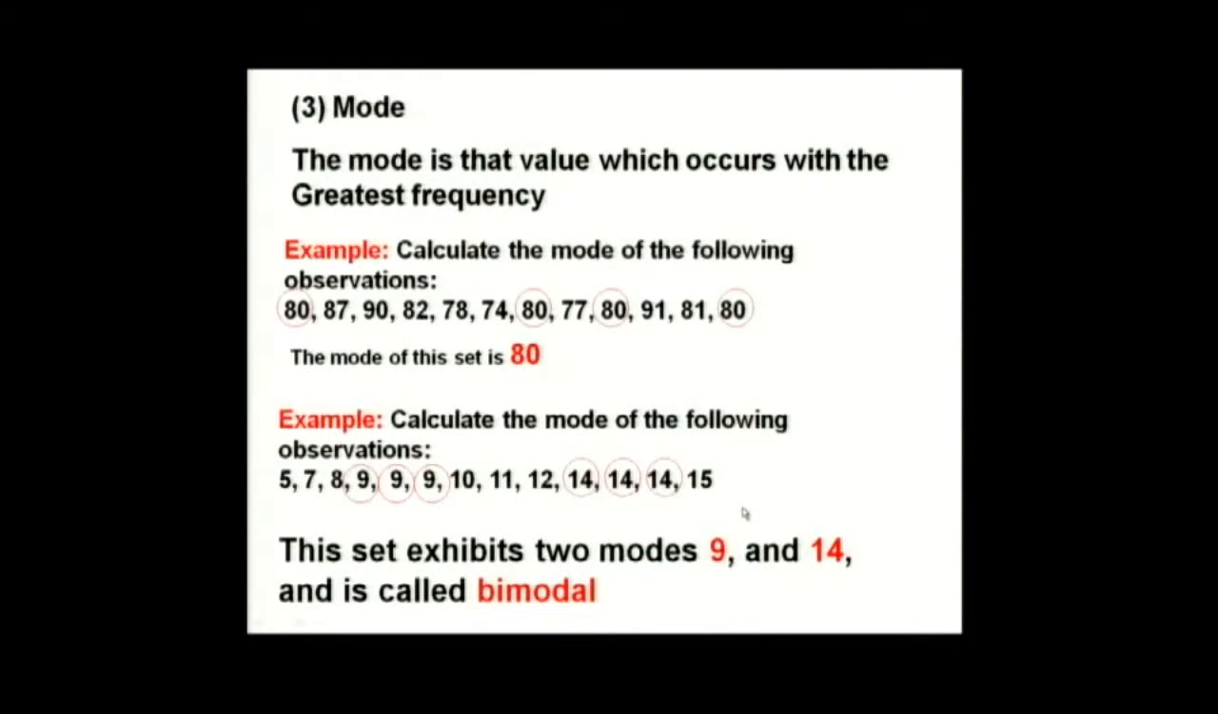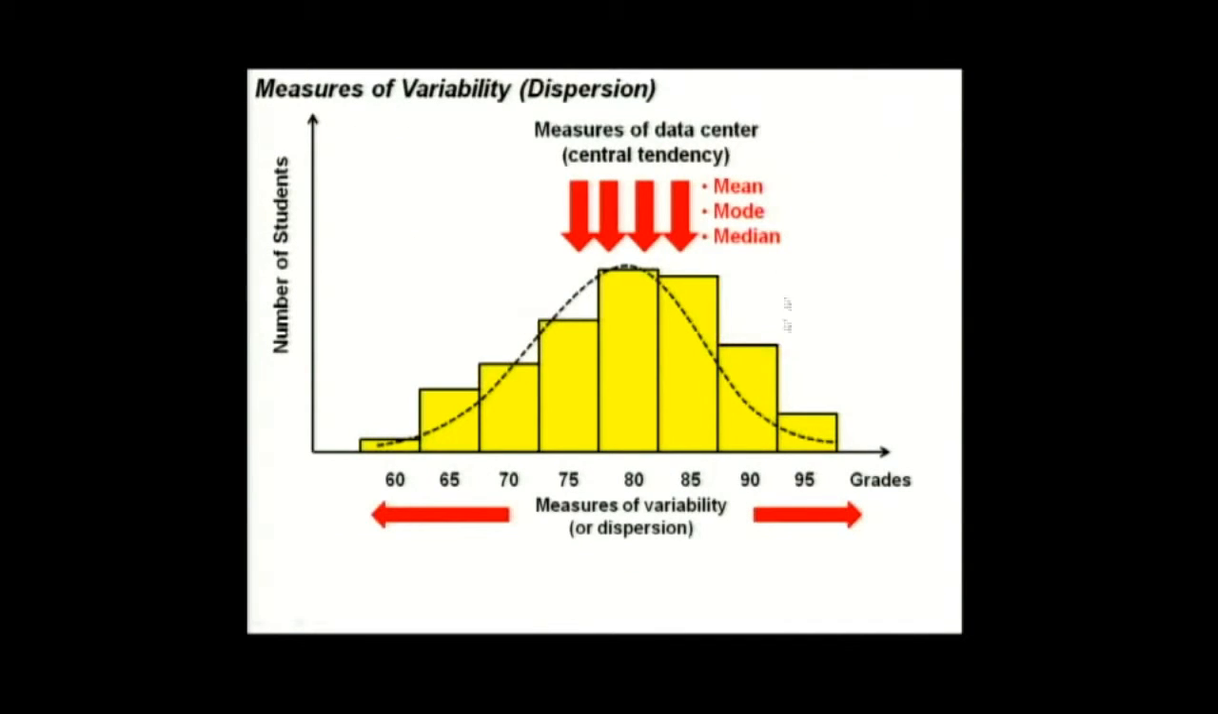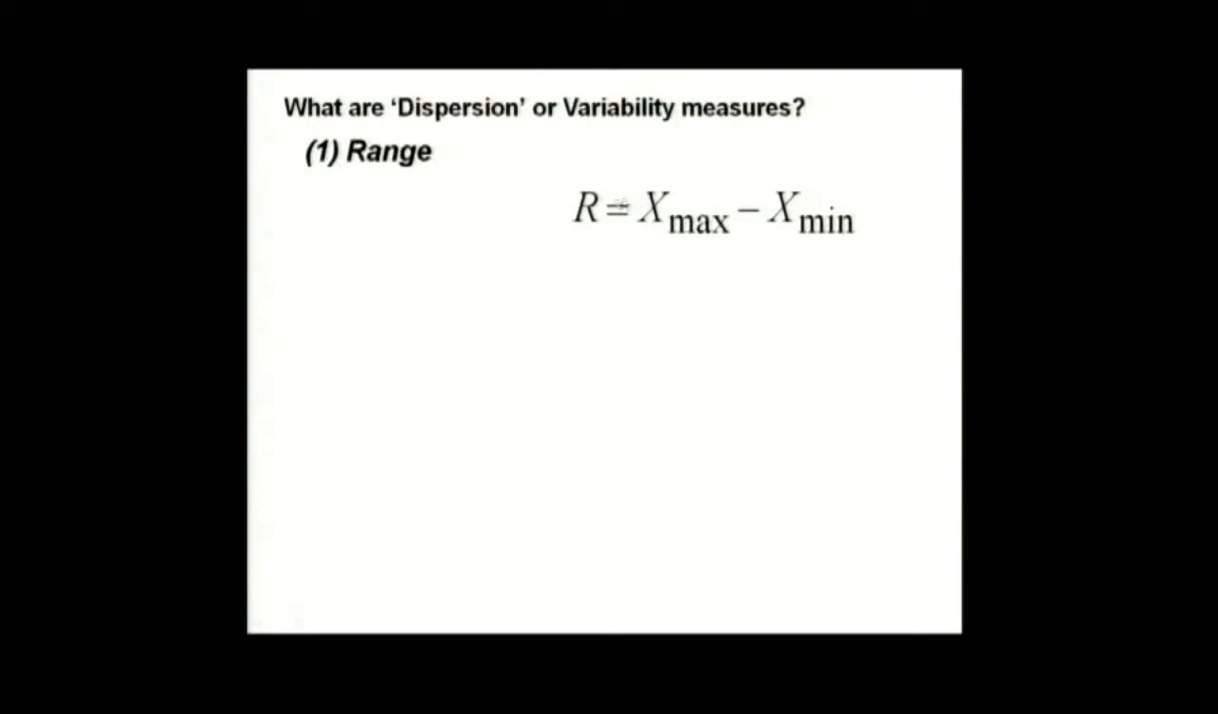These are the measures of central tendency: the mean, the mode, and the median. Now we move to the measures of dispersion or variability. These are the range, the standard deviation, and the variance. And the most common measure of dispersion or variability is the range that most of us are familiar with. The range is simply the maximum value minus the minimum value.